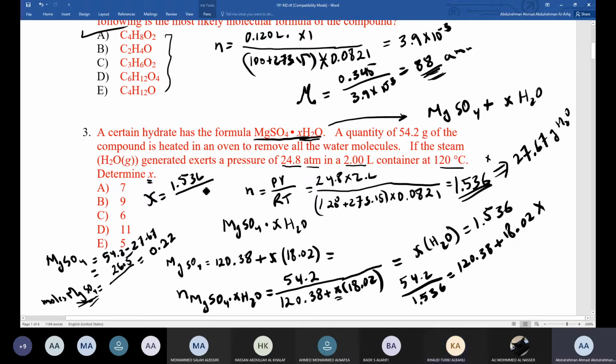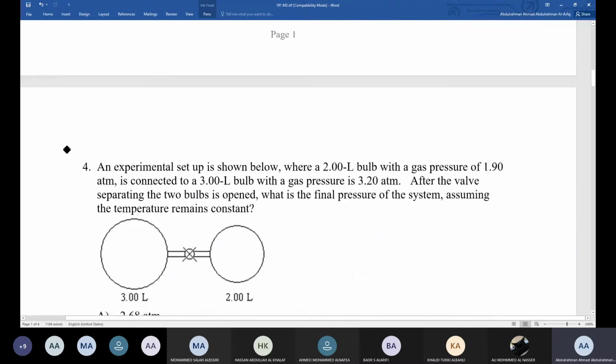1.536 divided by 0.22 will get 6.98, which is approximately 7. So yes, this is the correct number, it is 7. Good. All right, let's move quickly.